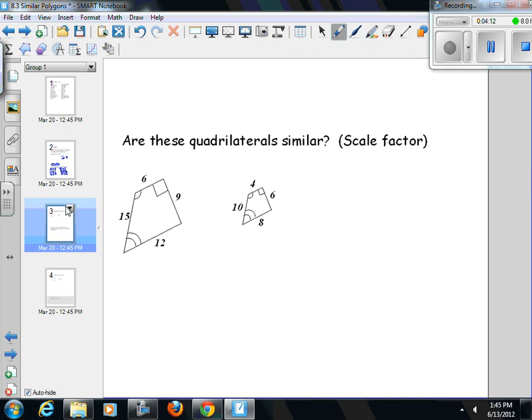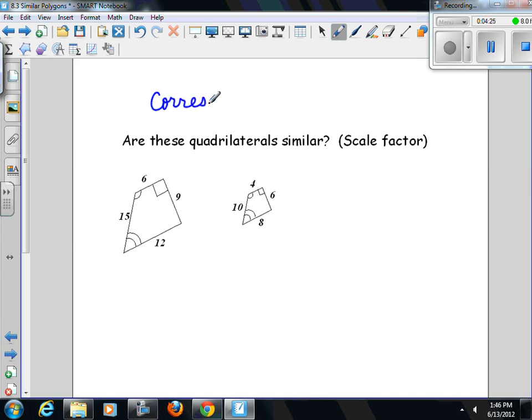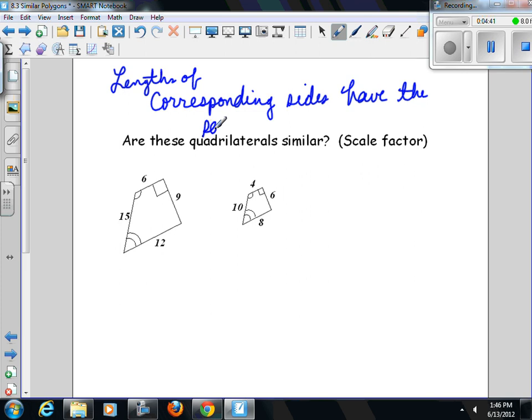We want to know, are these quadrilaterals similar? And they're similar if the corresponding sides have the same scale factor. Okay, so this is what we're looking for. Corresponding sides, or I should say lengths of corresponding sides, have the same scale factor. Okay, so let's see if they do.